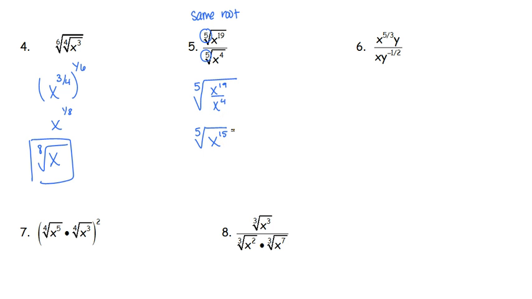Now we've got to see if we can simplify that. We need groups of 5 to go to the outside, and I have 15 x's. That means I can pull out exactly 3 groups of 5.